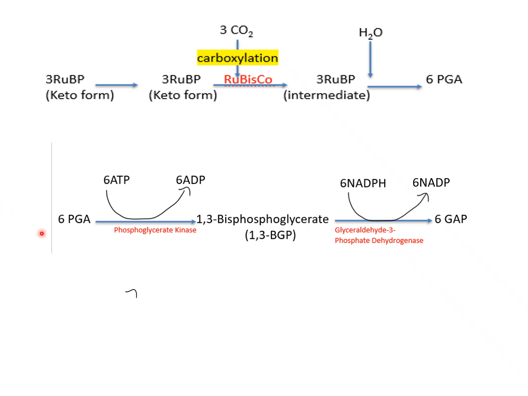Now, this is the second stage, that is reduction. What is reduced? PGA. Okay, how? This is the reduction stage. We are using the products of the light reaction, ATP and NADPH.